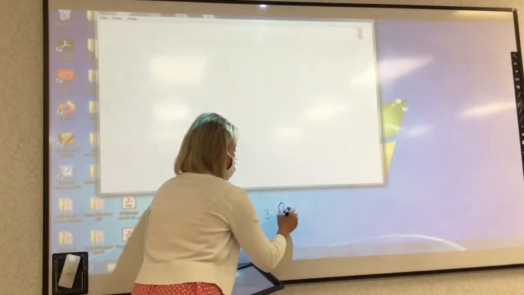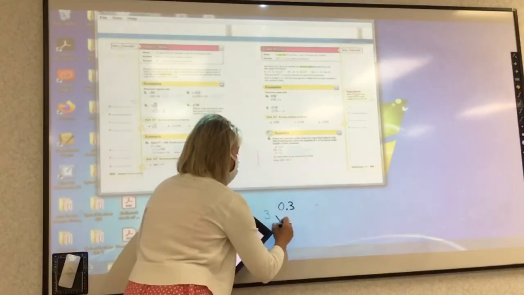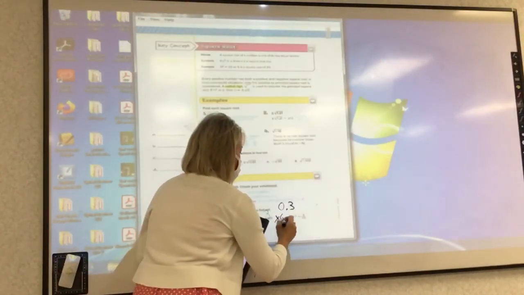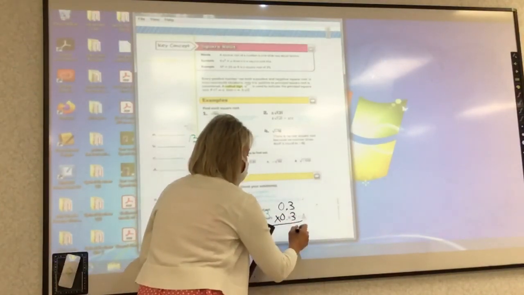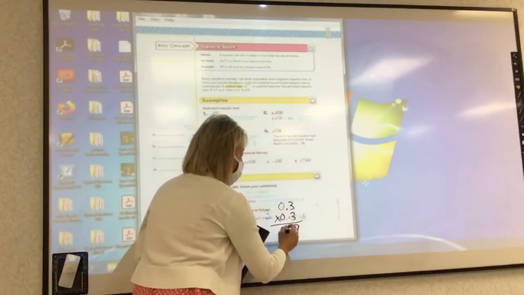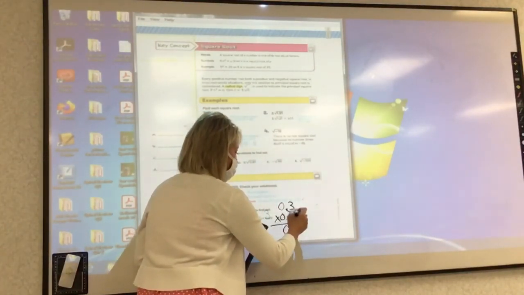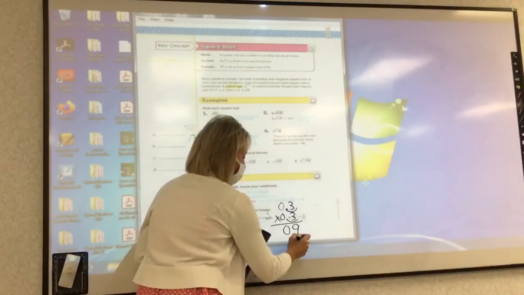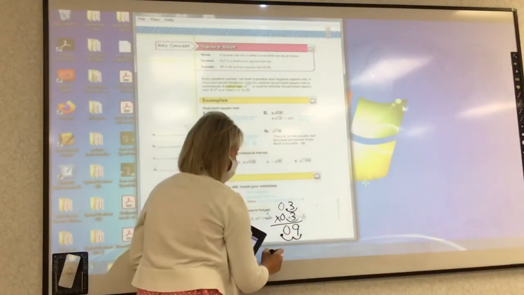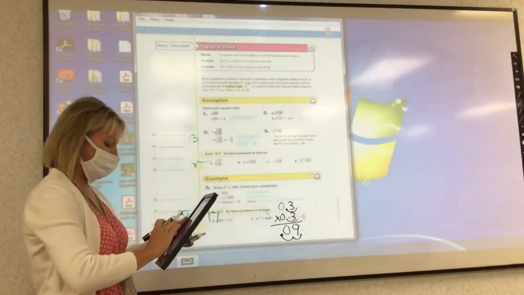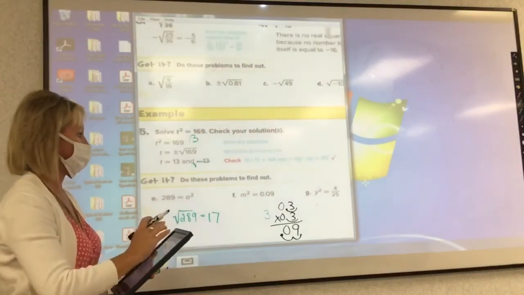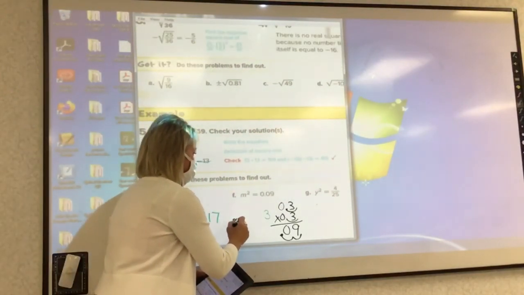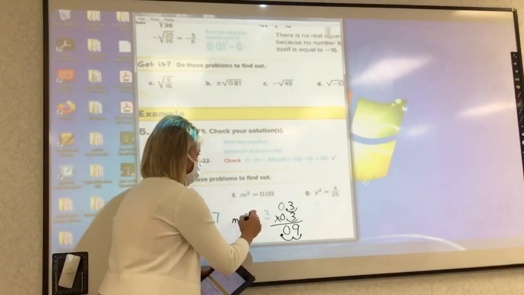So it'd be 0.3 times 0.3. 3 times 3 is 9. 3 times 0 is 0. And then I count 1, 2. Start on the right. 1, 2. You guys understand how we are getting that? So M equals 0.3.